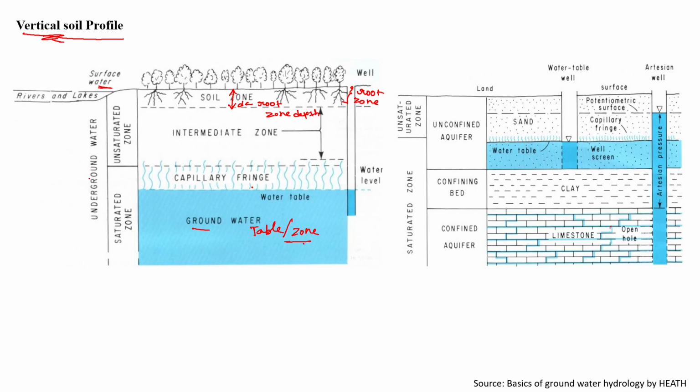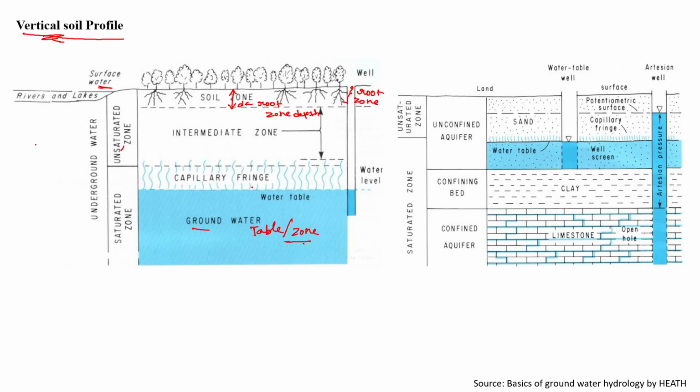This underground has two zones. The first one is the unsaturated zone, and the other one is the saturated zone. In the unsaturated zone, there are three different zones: a soil zone, an intermediate zone, and a capillary zone.